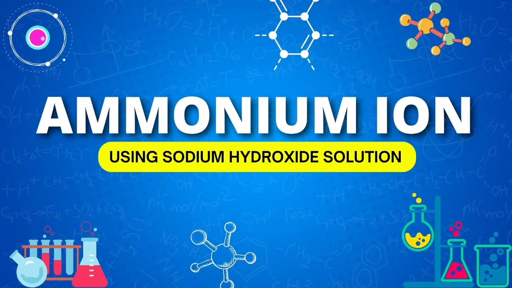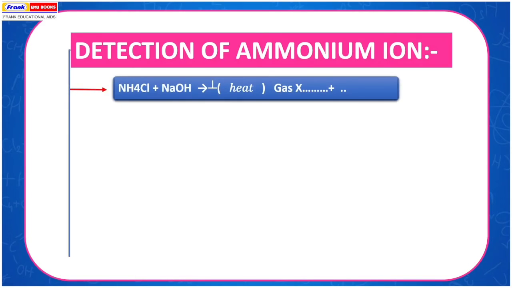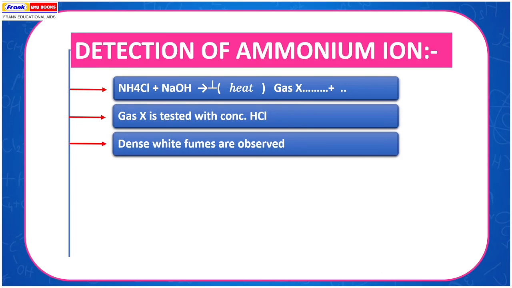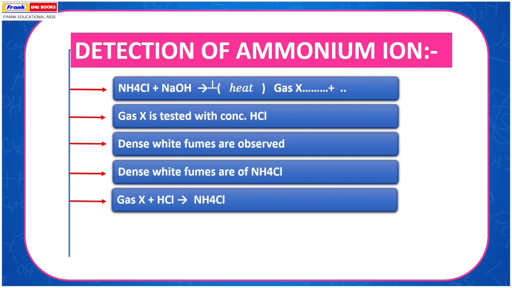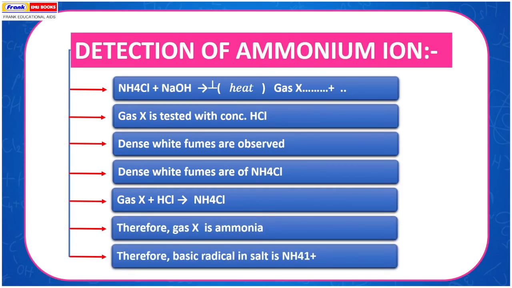Ammonium ion. Detection of ammonium ion. NH4Cl reacts with NaOH in presence of heat to give gas X. Gas X is tested with concentrated HCl. Dense white fumes are observed. Dense white fumes are of NH4Cl. Gas X reacts with HCl to produce NH4Cl. Therefore, gas X is ammonia. Therefore, basic radical in salt is NH4+.